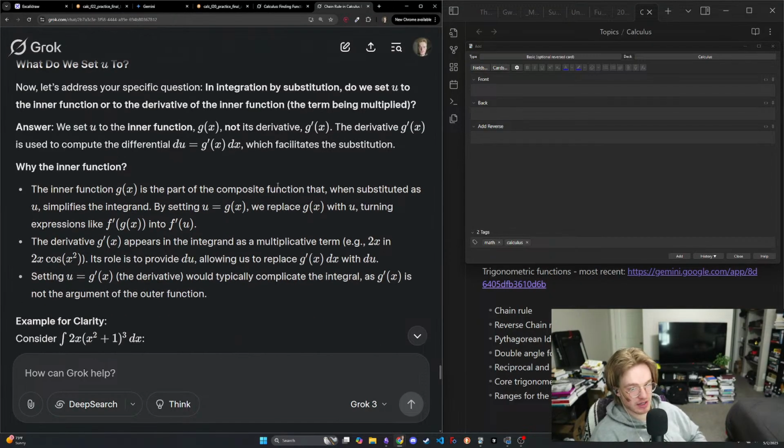Why the inner function? The inner function g of x is the part of the composite function that, when substituted as u, simplifies the integrand. By setting u equals g of x, we replace g of x with u, turning expressions like f prime of g of x into f prime of u. The derivative g prime of x appears in the integrand as a multiplicative term. Its role is to provide du, allowing us to replace g prime of x dx with du. Setting u equals g prime of x, the derivative, would typically complicate the integral, as g prime of x is not the argument of the outer function.